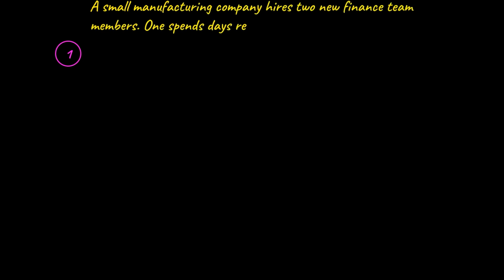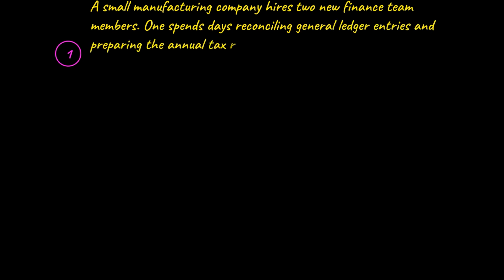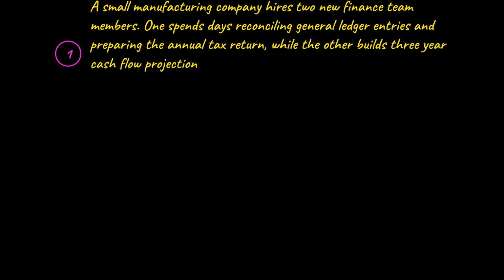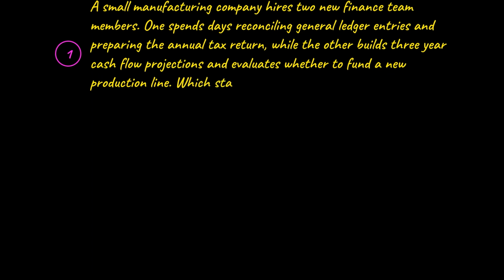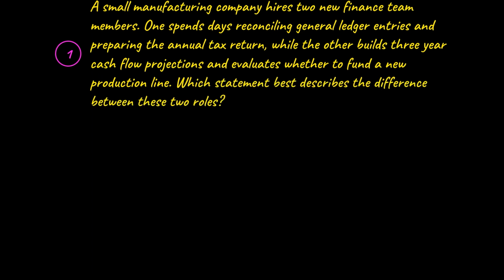Question 1. A small manufacturing company hires 2 new finance team members. One spends days reconciling general ledger entries and preparing the annual tax return, while the other builds 3-year cash flow projections and evaluates whether to fund a new production line. Which statement best describes the difference between these two roles?